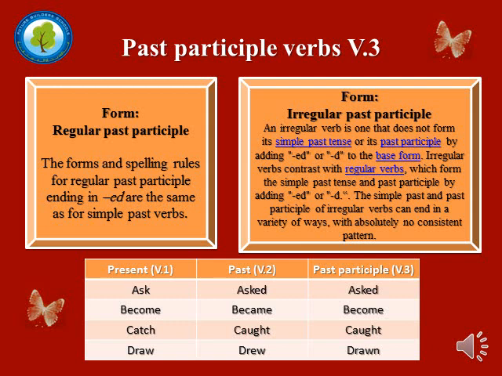Regular verbs form the simple past tense or the past participle by adding ed or d. The simple past and the past participle of the irregular verb can end in a variety of ways with absolutely no consistent pattern. We don't use ed or d to form the irregular verb.